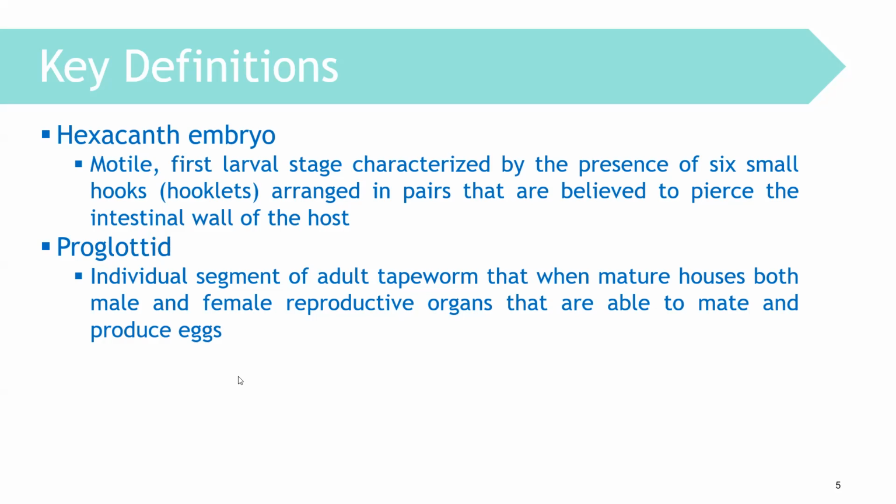When we say proglottids, these are the segments. Like what I said a while ago, our cestodes are segmented, and each segment of the cestode's body is what we call a proglottid. A proglottid is the segment of the body of a cestode that contains the male and the female reproductive organs, of course for reproduction.